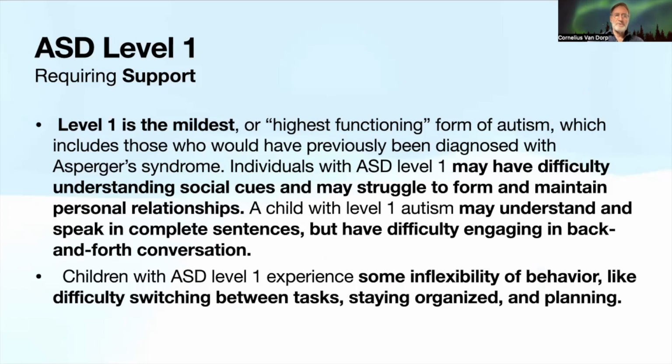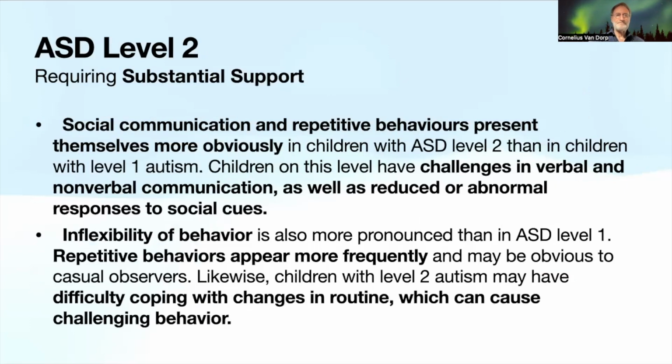ASD level 1 requiring support. It's the mildest or highest functioning, may have difficulty understanding social cues, may struggle to form and maintain personal relationships, but speaks in complete sentences, but have difficulty engaging in back and forth conversation. Some inflexibility of behavior, but can be hard to distinguish from a normal kid.